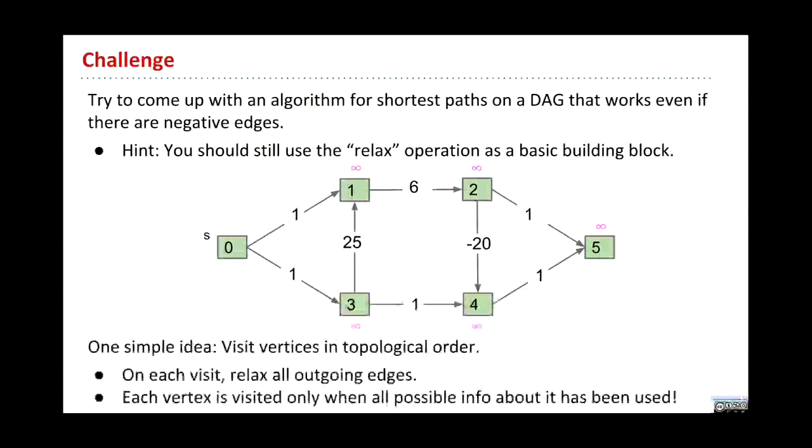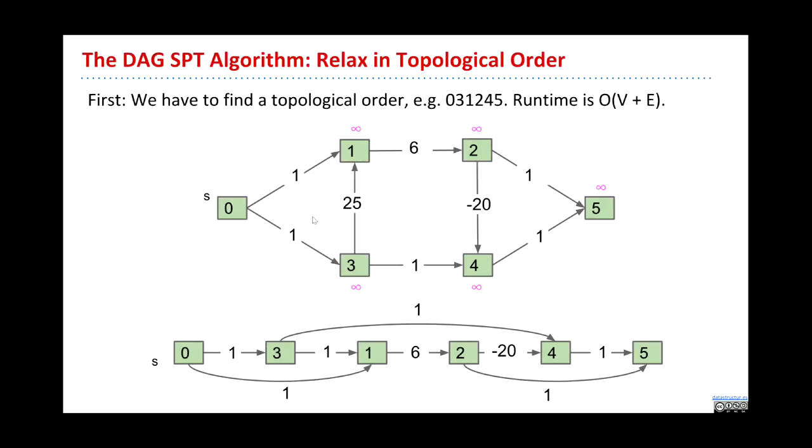Visit them in topological order. So the basic idea is you just go through all the vertices in topological order, and when you visit, you relax all of its outgoing edges. And this will work because every vertex, you're only going to visit it once you've considered all possible information about it. You've handled everything upstream of yourself.